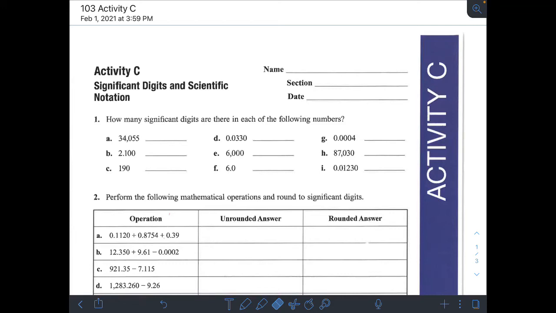All right, welcome to your first video to help you through one of your paper activities that you're working on at home. So our first activity of the week, of the semester doing at home is Activity C, and it starts on page 165 of your lab manual. All right, so page 165.